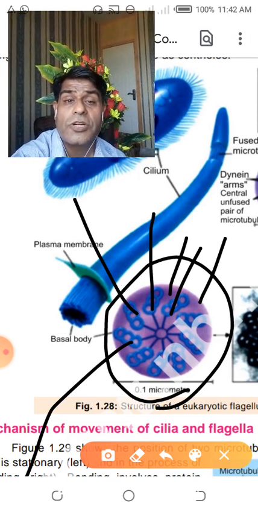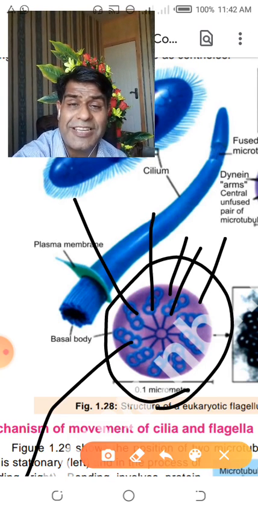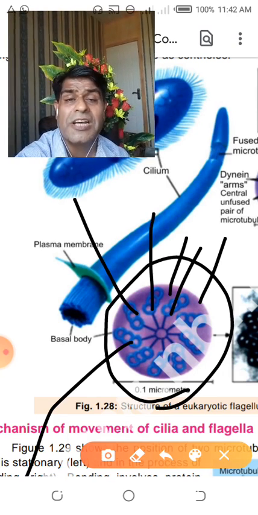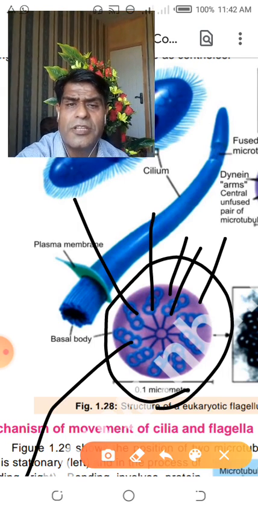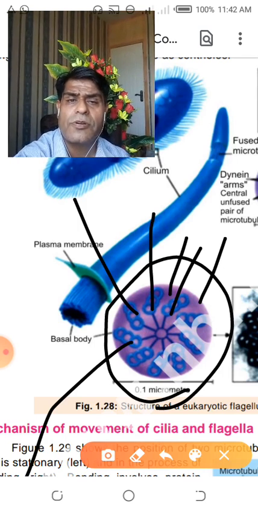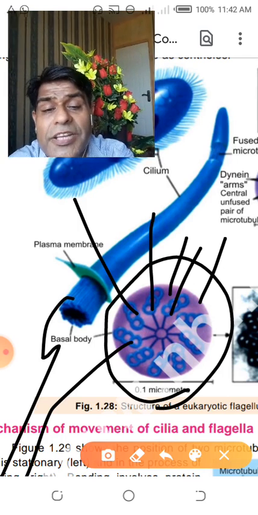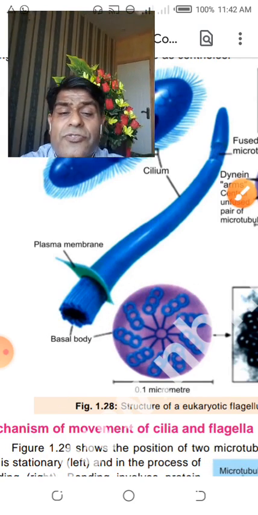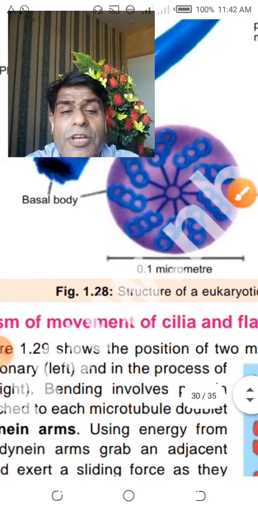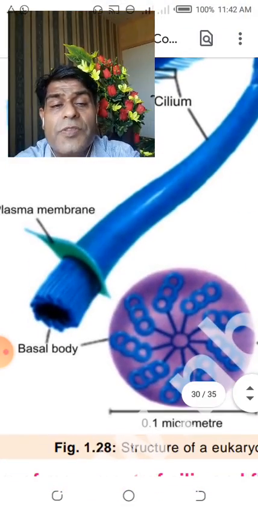So sir, what is the structure of this one? Because you were teaching us the structure of the cilium, the dynein arm protein present in the cilium, the peripheral fibers and the central fibers. Now you are talking about these three circles. They are the basal body. Recall the structure of the centrioles, and you will exactly understand this is a basal body.